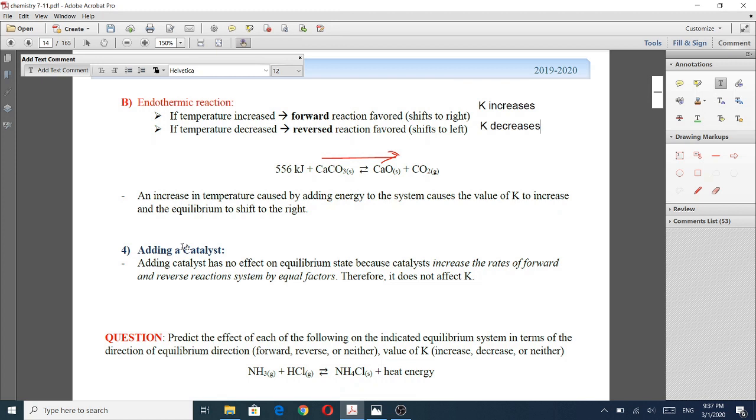There's one point that hasn't been mentioned specifically, but I have written it as the fourth change in an equilibrium system, which is adding a catalyst. So adding catalyst has no effect on the equilibrium system whatsoever. What do you mean by that? It doesn't affect the amount of product or reactants or any shift. It only speeds up the reaction.